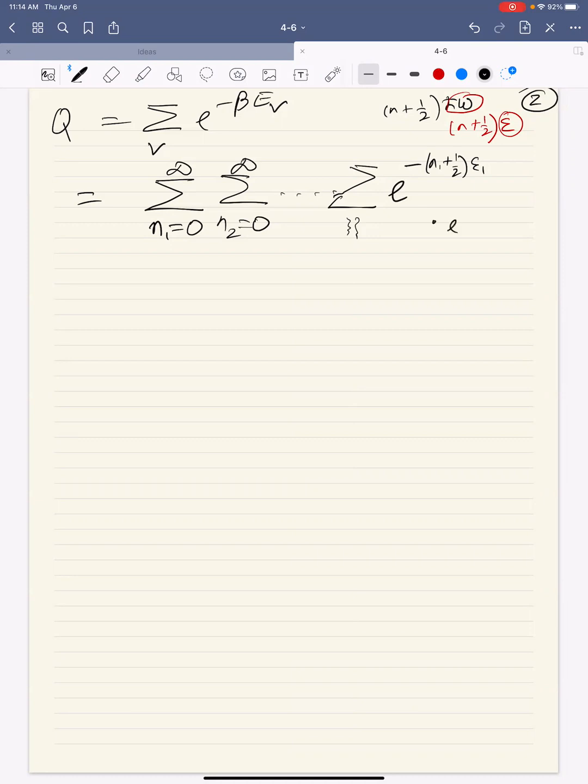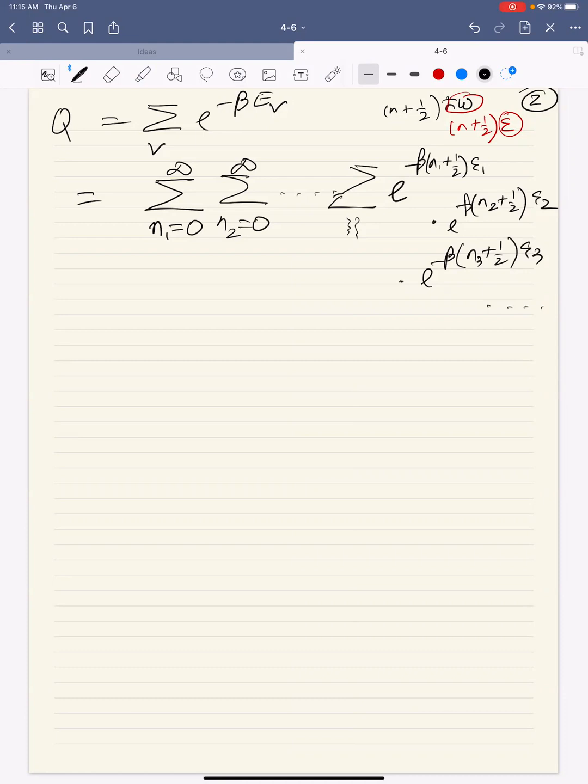Multiplied by e to the power n2 plus half epsilon 2, e to the power... Missing a beta. What happened? Beta. You should have the k_B T. Oh yeah, I forgot beta. Good call, thank you. Epsilon 3, so on and so forth, right?